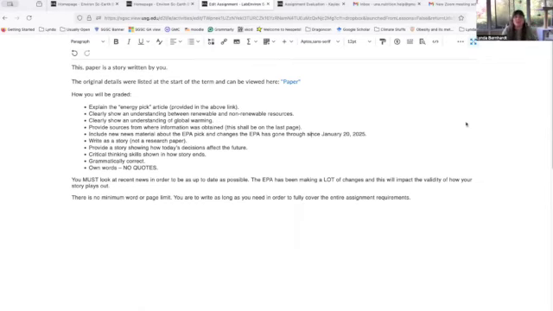So what this is, you are writing a story basing it on fact, but it's a fictional story. And so what you have to do is explain the Energy Pick article, which is from the paper stuff, which I'll show you again in a minute. And you need to show an understanding of the difference between renewable and non-renewable resources.